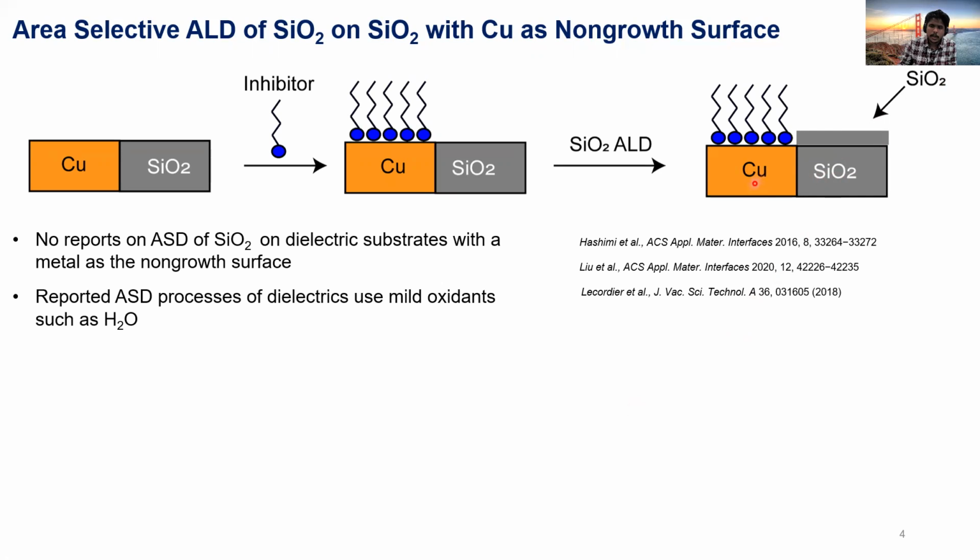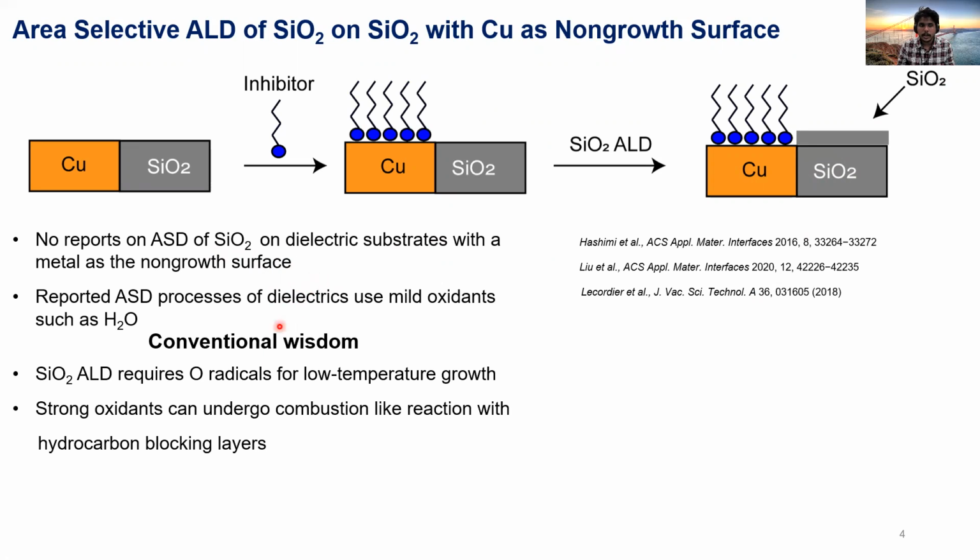So why is this work unique though? There has been no reports on ASD of silicon oxide on dielectric substrates with metal as a non-growth surface. Also, the reported ASD process use only mild oxidants such as water. The conventional wisdom about silicon oxide ALD is that it requires oxygen radicals for low temperature growth. Also, these strong oxidants can undergo combustion-like reaction with the inhibitors, thus removing them in the process.